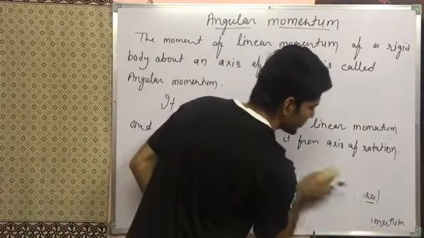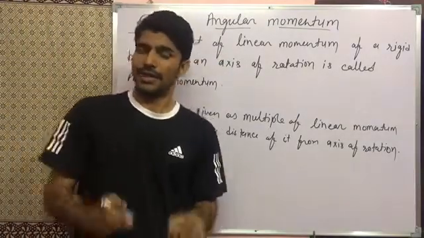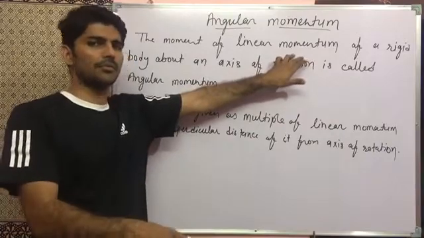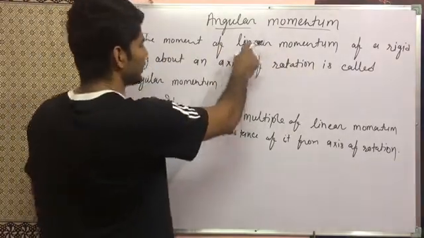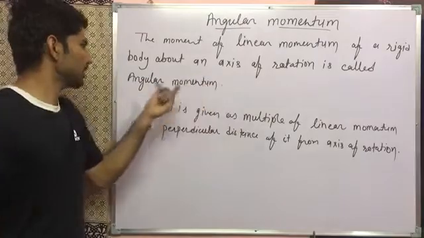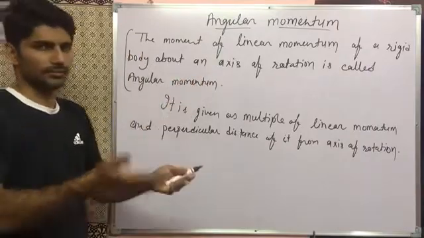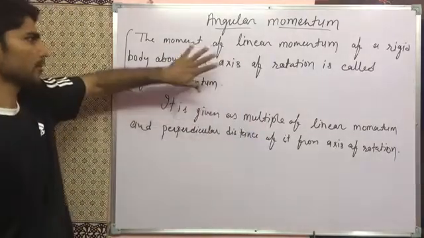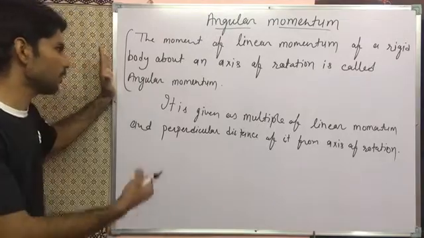Angular momentum in rotational motion is similar to momentum in linear motion, and the definition of angular momentum is the moment of linear momentum that we have discussed. Inertia becomes moment of inertia, and force becomes moment of force, which is torque. So linear momentum becomes angular momentum: the moment of linear momentum of a rigid body about an axis of rotation is called angular momentum. This is a quite simple definition that comes from its property, that it is a moment of linear momentum.